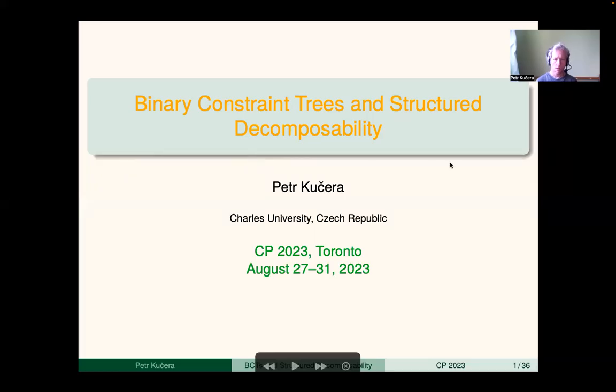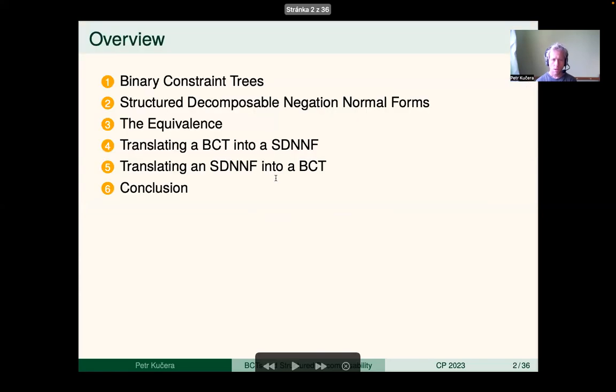Hello. I'd like to talk about binary constraint trees and structured decomposability. So first, I would like to introduce the notion of binary constraint trees. Then I would like to talk about structured decomposable negation normal forms. Then I would like to state the main result, which is the equivalence up to a polynomial vector between these two types of representations.